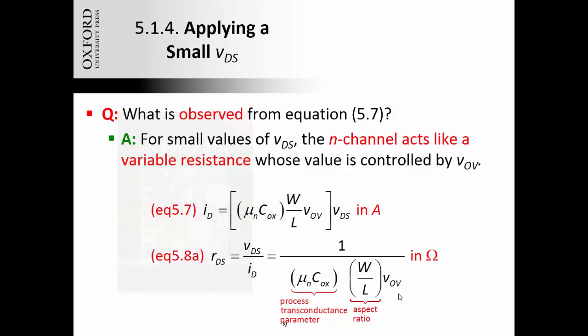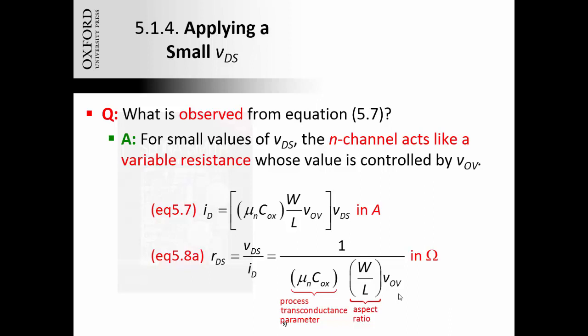Okay, let me move on here. So this is kind of the summary slide. For small VDS, we have this linear relationship between the drain current and the drain to source voltage. The constant of proportionality is in the square brackets there, and we see that it's a function of the geometry of the channel, so width and length, the overdrive voltage which we supply, and then these process parameters which are the COX and the electron mobility in the N channel.